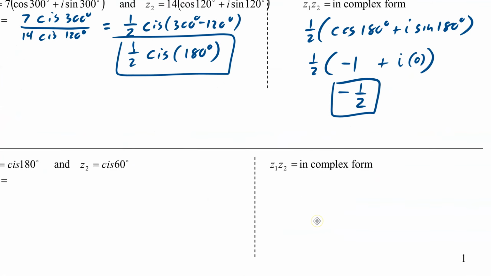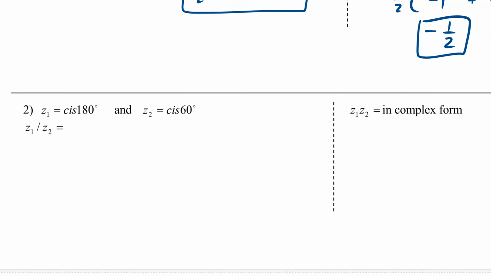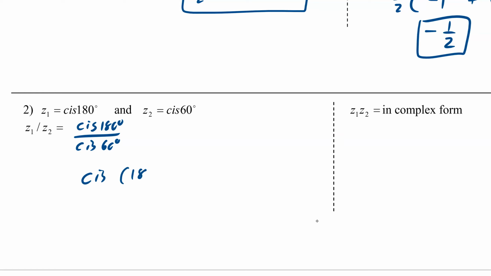All right, why not? One more? Sounds good. This one's already in cis, and you notice there's no radius. So if there's no radius, we don't have to even worry about it. You just put cis 180 over cis 60. And so this would be cis of 180 minus 60. So it's cis of 120. That's it.